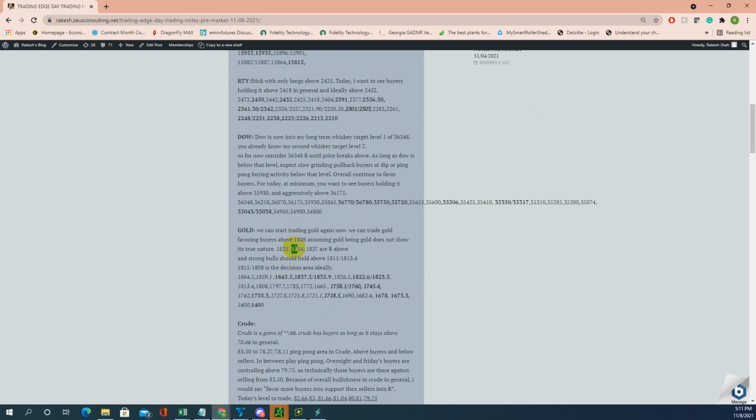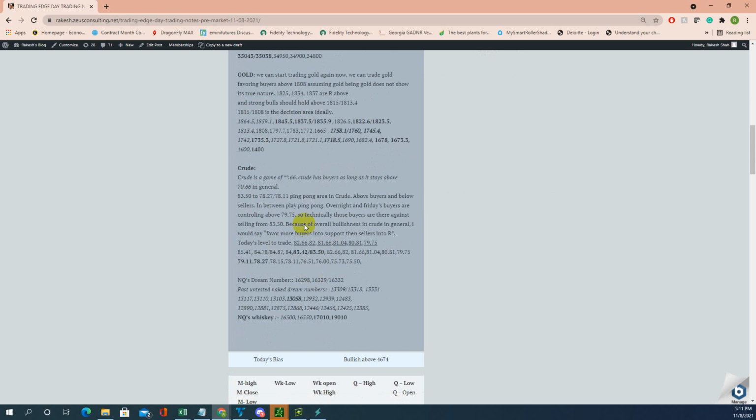So gold is bullish for now. Bullish means I would say neutral. Overall it is still garbage, but buyers are there, so we can favor gold long above this area. Crude, I did not watch it today, but I'm sure it ping-ponged right between these levels.